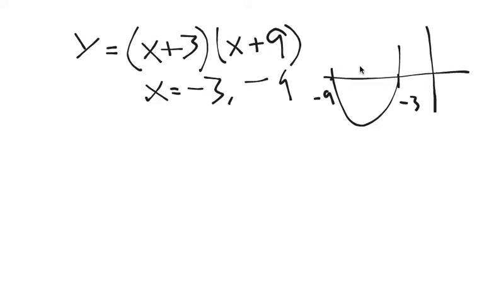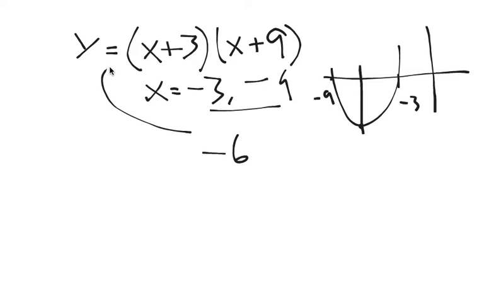So the vertex is going to be the midpoint. So what's the average of negative 3 and negative 9? You just add them up and divide by 2, but you can also do that in your head. In this case, it's really easy, but it still works even if it doesn't come out as an integer. In this case, the average x value is negative 6, so that's the x-coordinate of the vertex here.